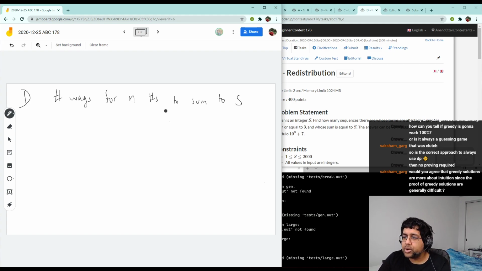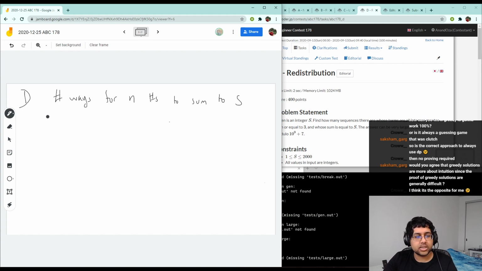Greedy solutions are more about intuition. Crow says always use DP. A lot of the time DP would be too slow if you have a problem where you're supposed to use a greedy solution. And then Saksham Garg says greedy solutions are more about intuition. I think there's some intuition with coming up with a greedy solution, but then proving it usually shouldn't be too difficult, actually. Though it is typically more tricky to prove than something like DP, where usually when you're proving a DP solution, it's just because it boils down to an exhaustive search, but more efficient.